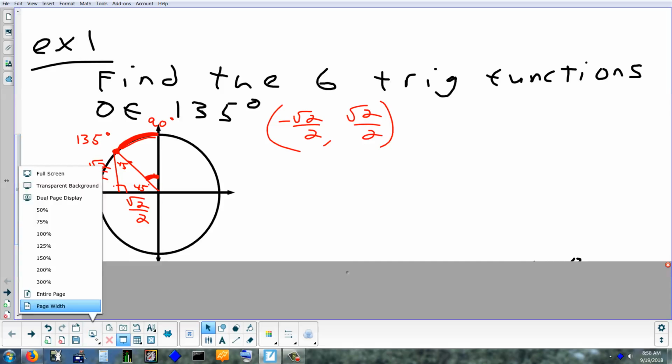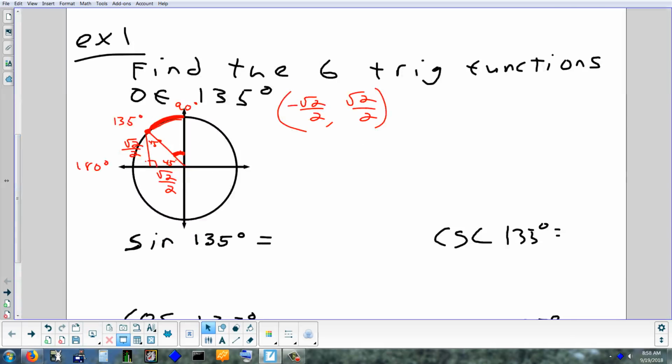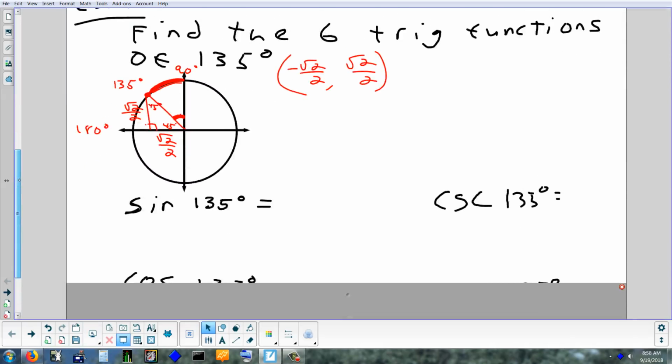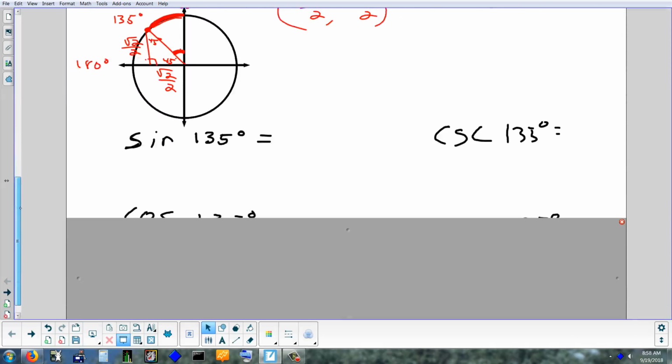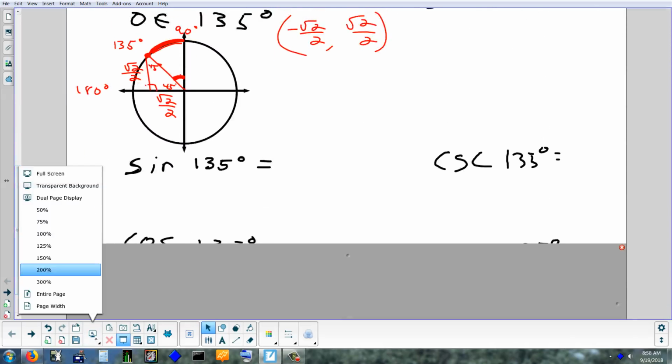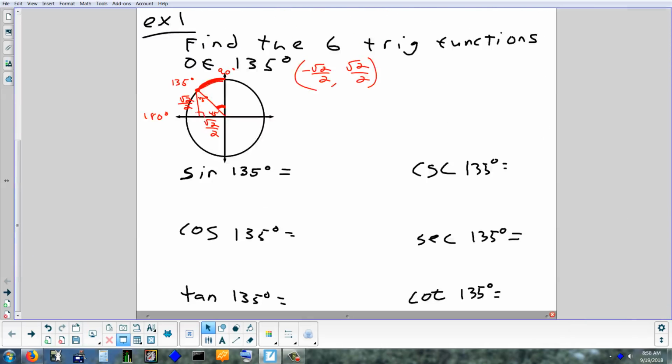Okay, so let's go through all 6 trig functions. I'll see if I can keep the coordinate on the board at the same time. All right, so let's start with the sine. And now this is going to make a difference which one is x and which one is y, because if you mix them up, they're not the same. One's negative, one's positive, so you can't mix them up.